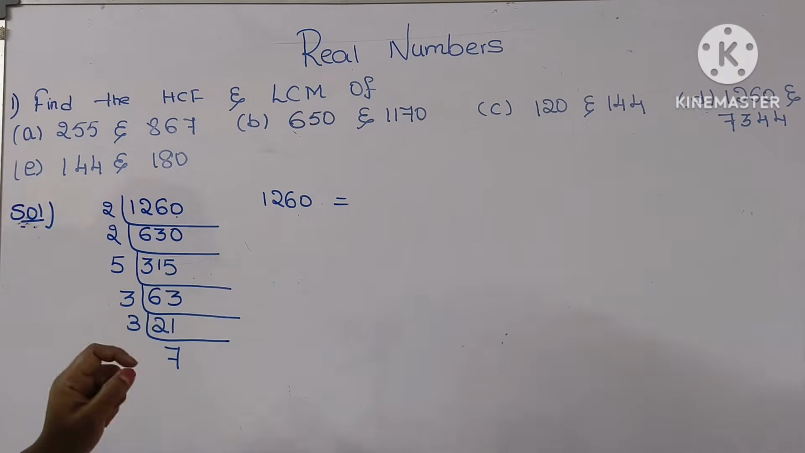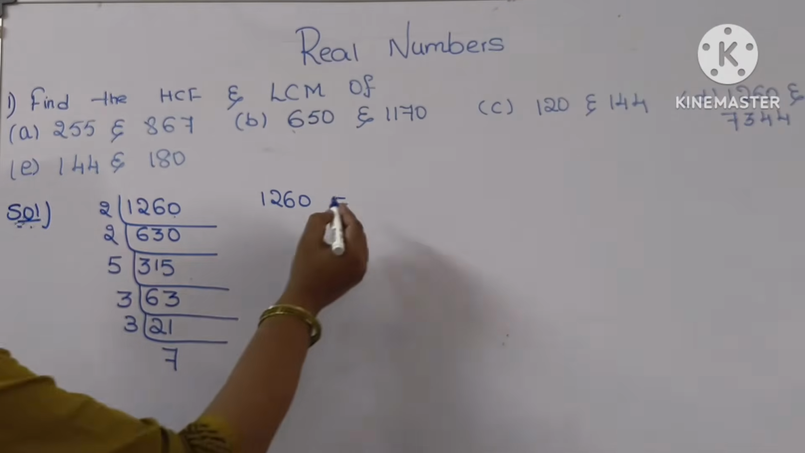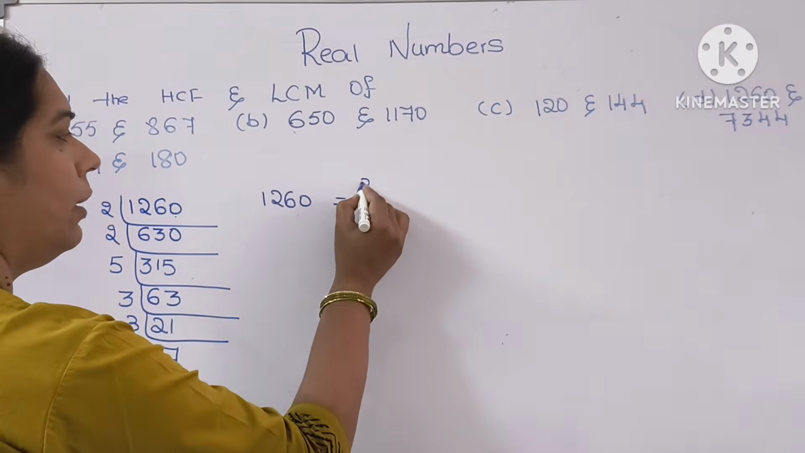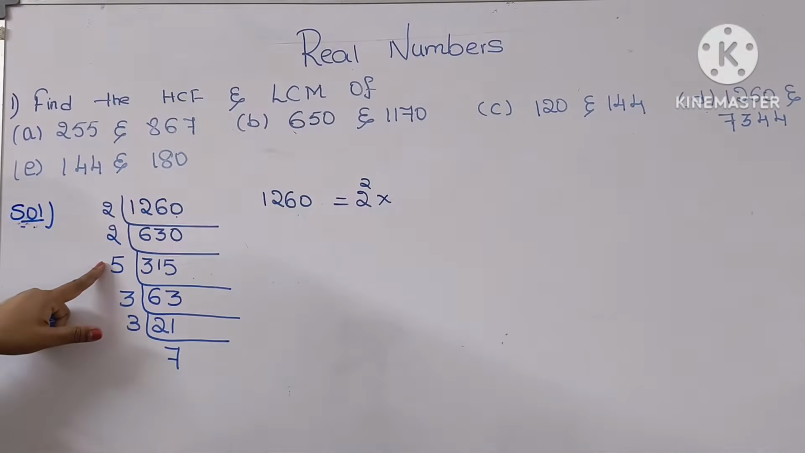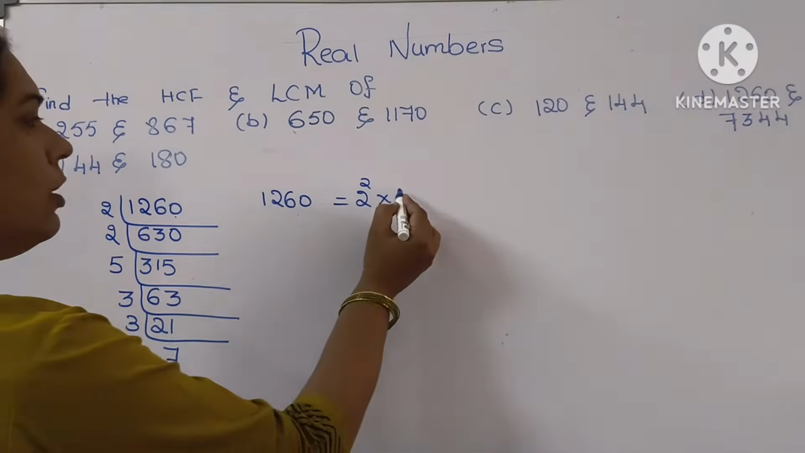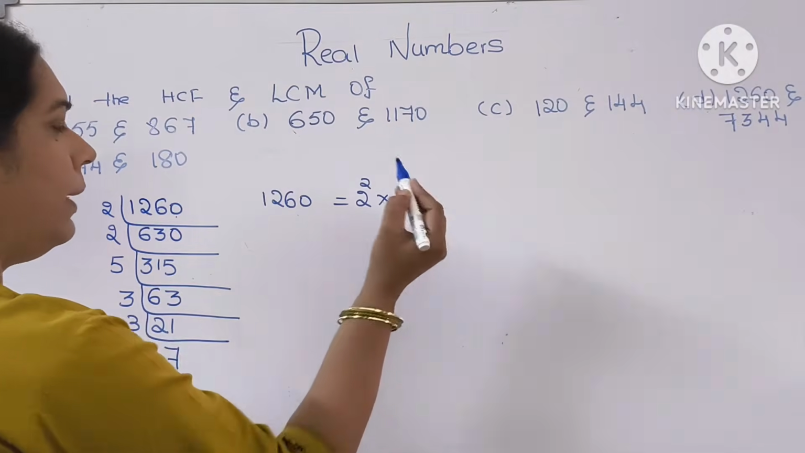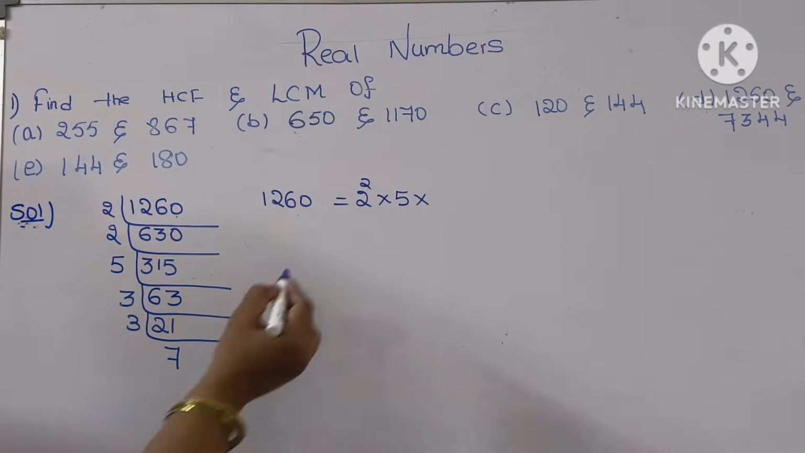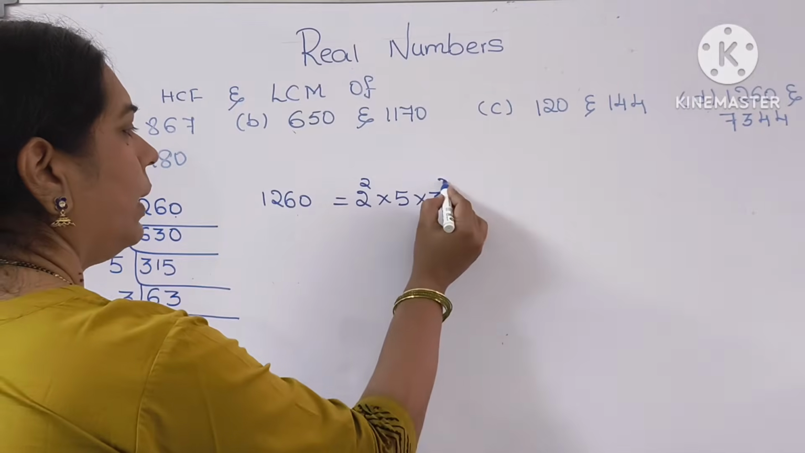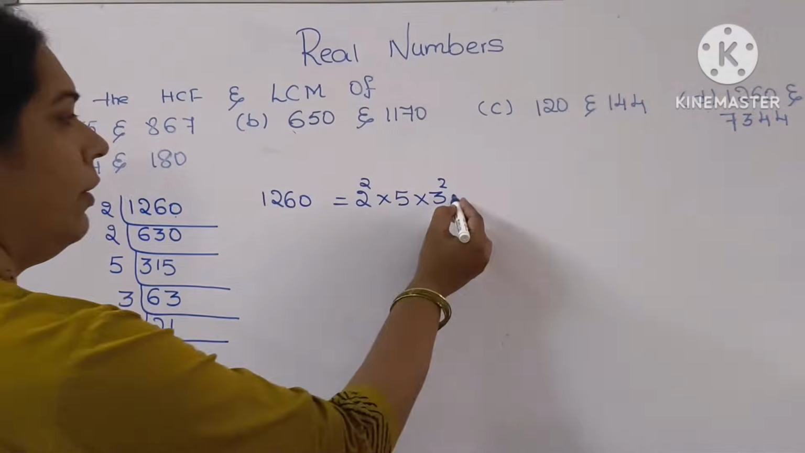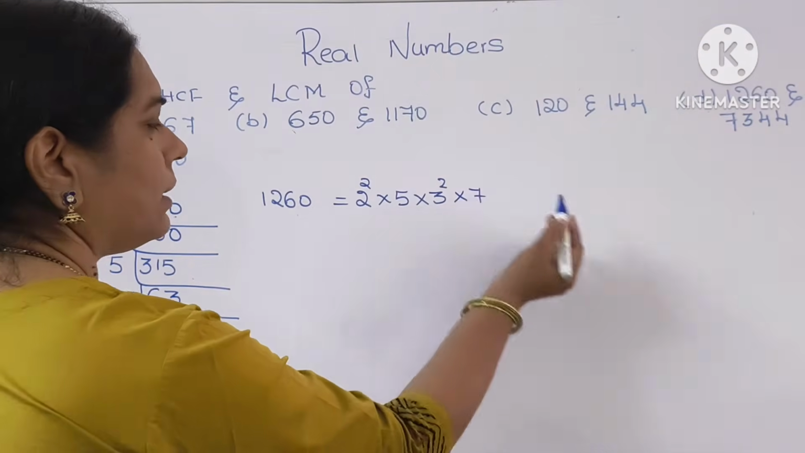Let us write them in exponential form. There are two 2's. So, write it as 2 square multiplied with, how many 5's are there? There is only one 5. So, 5 multiplied with, there are 2 3's again. Write it as 3 square and then 1 7. Write the 7 as it is.